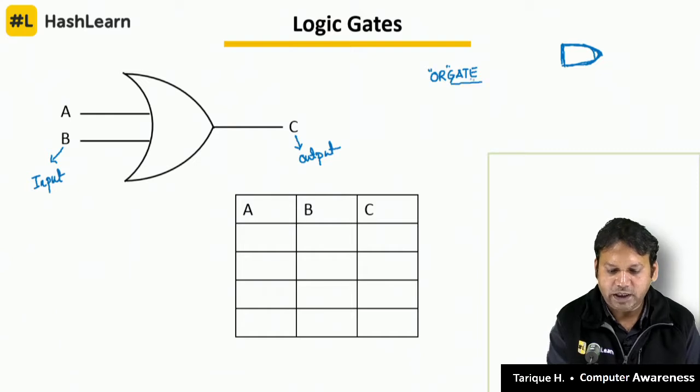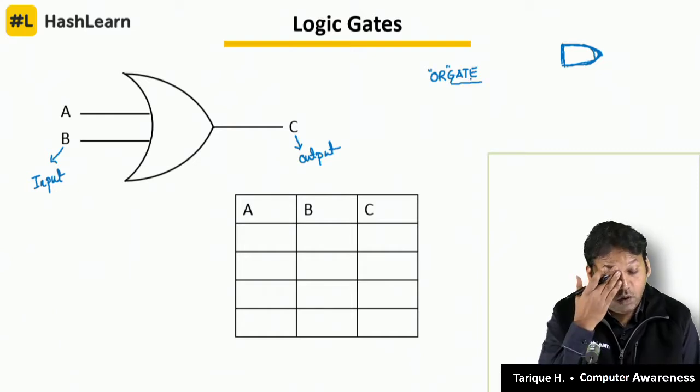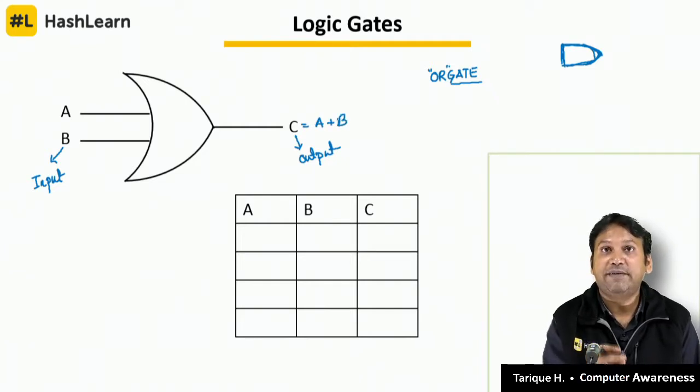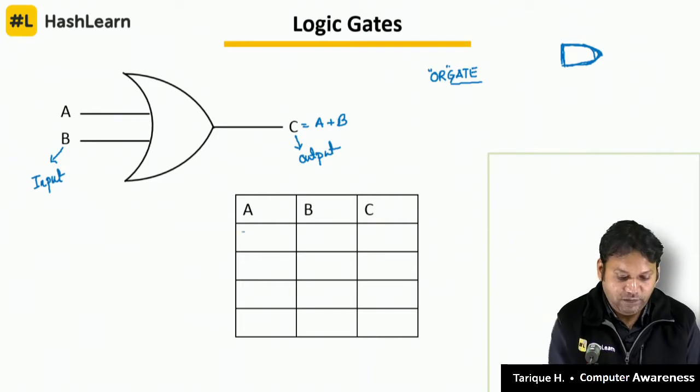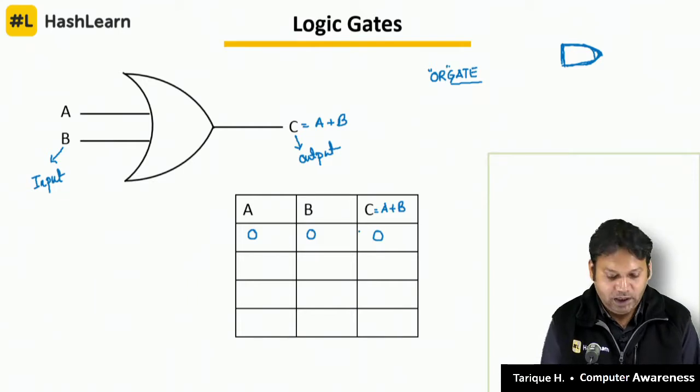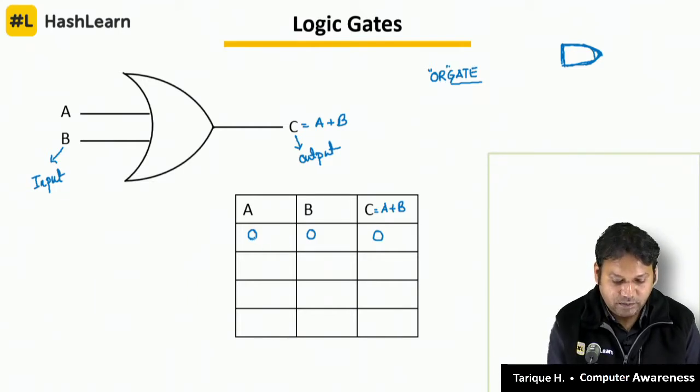So OR gate basically is nothing but C is equal to A plus B, is addition. Whatever input is being given, we are going to add them. So if A is 0 and B is 0, then C is equal to A plus B, 0 plus 0 is equal to 0, and if you take here A is 0 and B is 1, so 0 plus 1 is equal to 1.